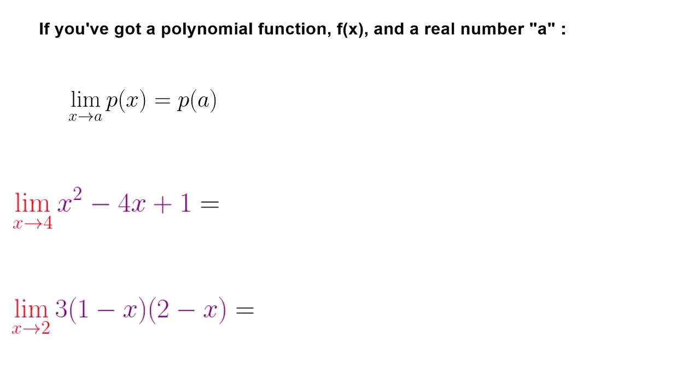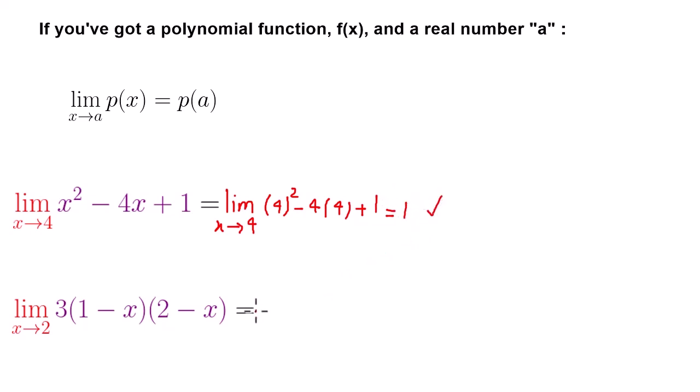Let's work on some examples. What's the limit of x squared minus 4 times x plus 1 as x approaches 4? What's the value of this limit? What's the answer? So let's plug in 4 into this expression: 4 squared minus 4 times 4 plus 1, which is 1. We get 1, and that's the answer.